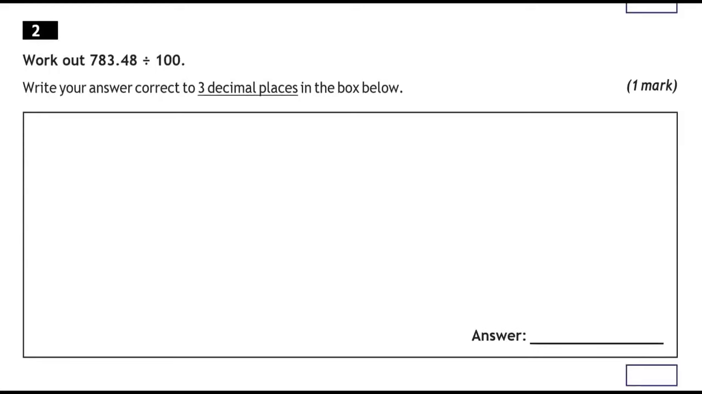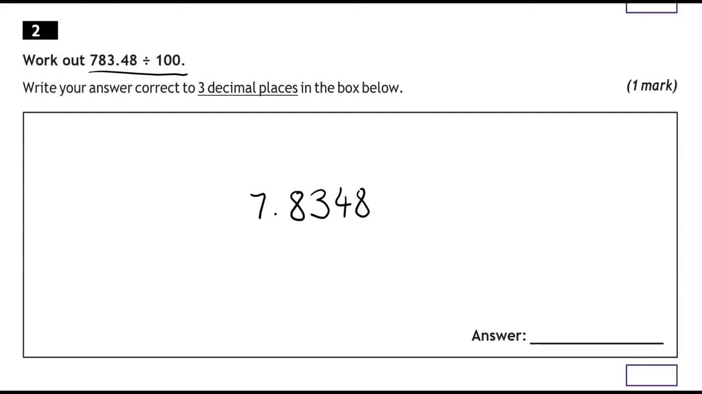Now we've got to work out 708.48 divided by 100. Write your answer correct to 3 decimal places in the box below. So we'll just plug this in to the calculator and we get 7.8348. We've got to round this to 3 decimal places.